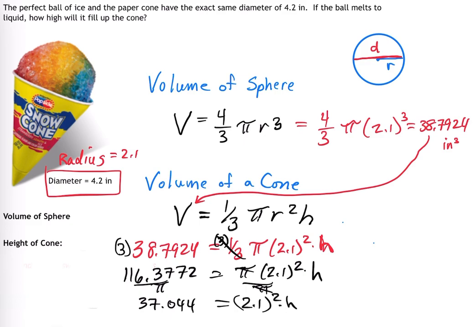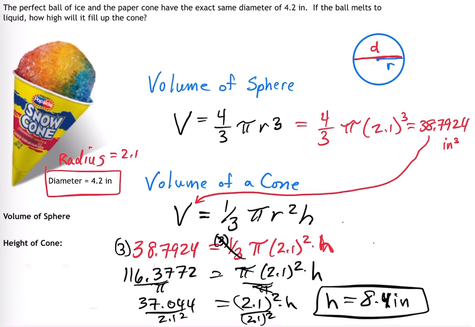Now to get the last thing out of there, we just have to divide by 2.1 squared. So when I divide by 2.1 squared, and divide this by 2.1 squared, my final answer for h will come out to be 8.4 exactly. Okay, 8.4, and that'll be inches in this question.